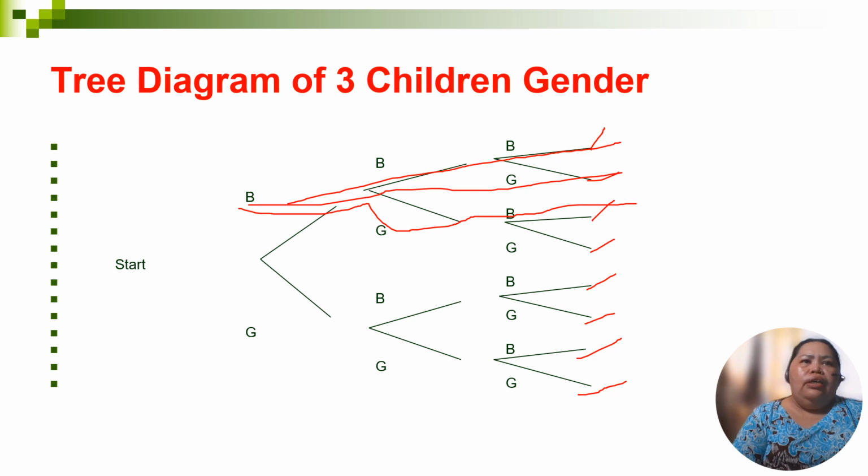So from using the tree diagram, we could say that our previous answer is correct. So there are eight outcomes through the experiment using the tree diagram.